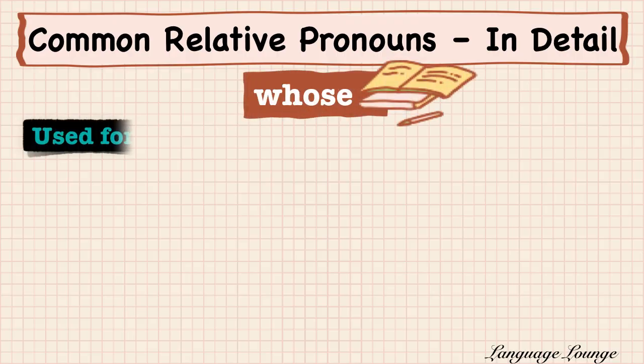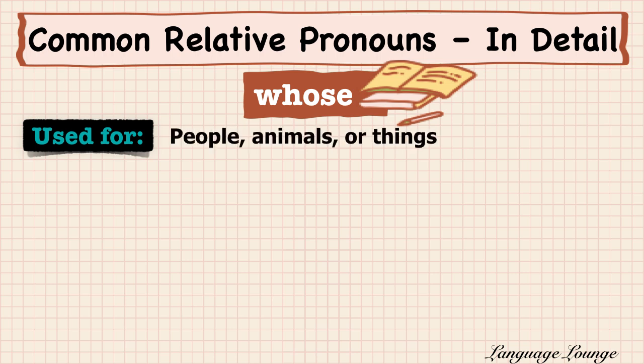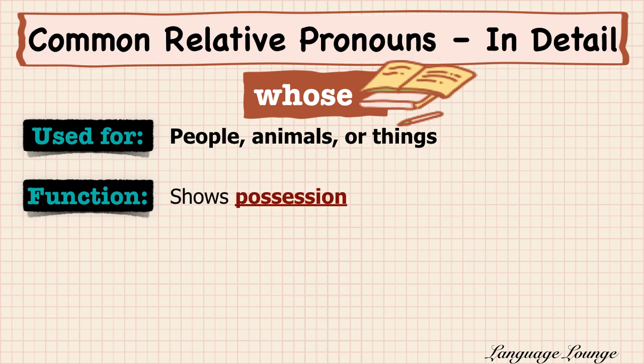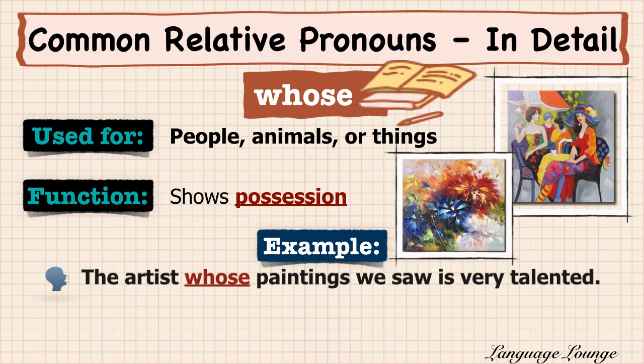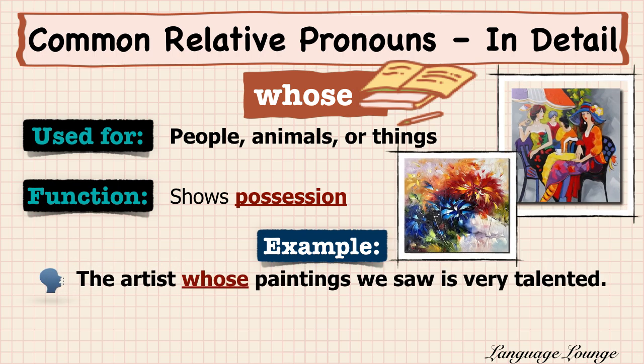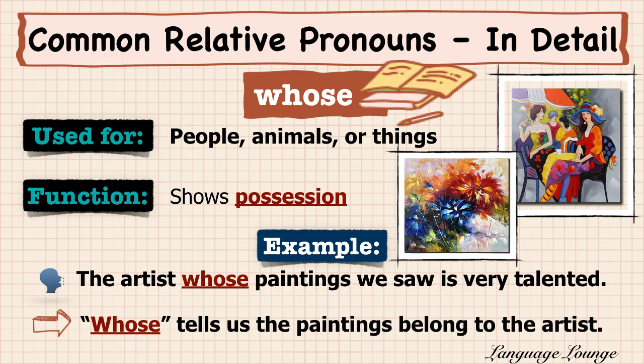We use whose when we are talking about people, animals, or even things. Basically, when we need to show ownership or possession. Now, here's a quick example. The artist whose paintings we saw is very talented. Let's break it down together. Whose tells us the paintings belong to the artist. It connects the artist to their paintings, showing possession. Easy, right? Whenever you want to link someone or something to what they own, whose is your go-to word.